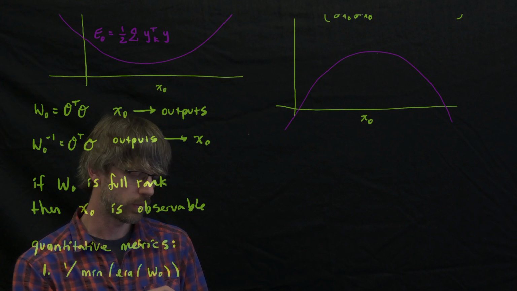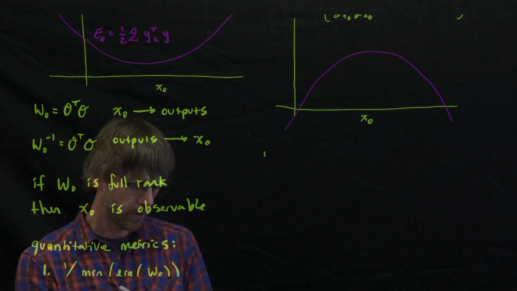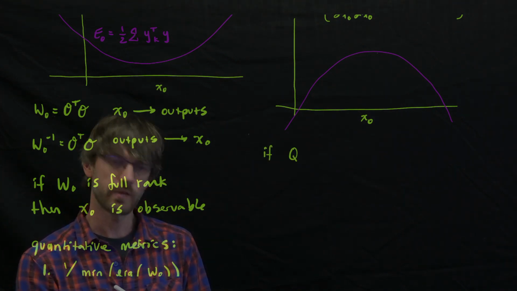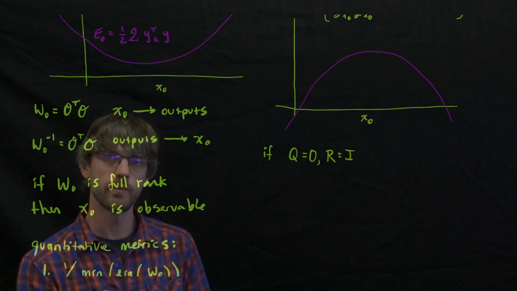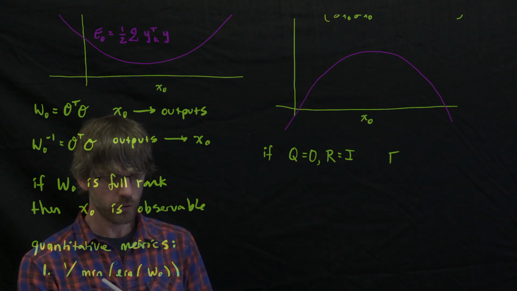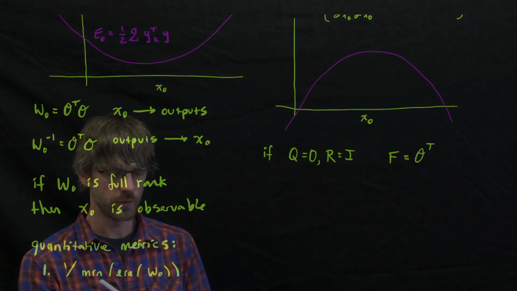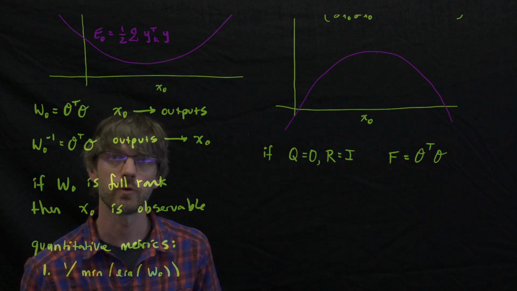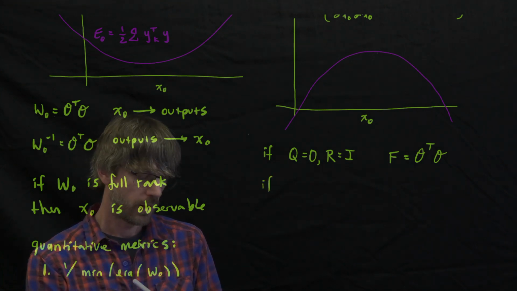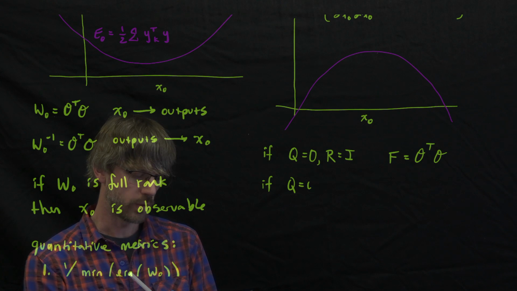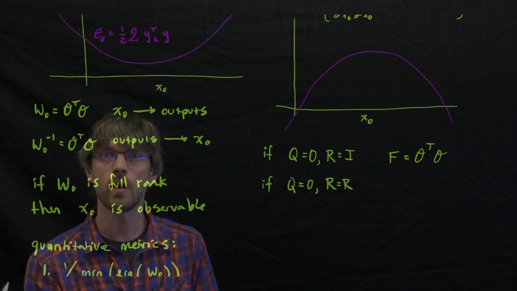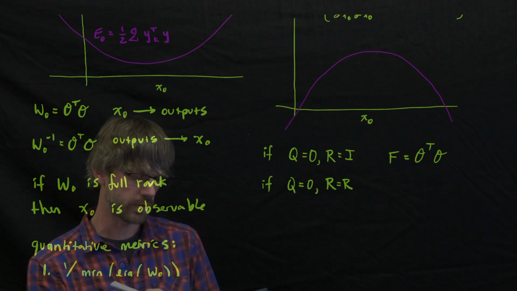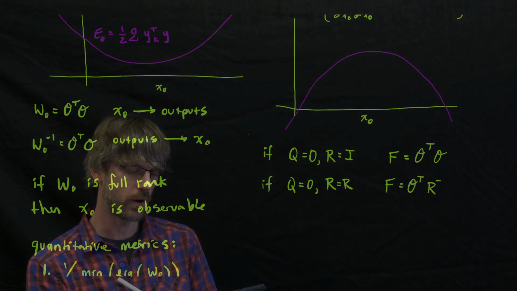Again, we're not going to go through the derivation, but if you did not have any process noise, and if your measurement noise was given by the identity, then your Fisher information matrix is actually going to be equal to the observability Gramian. It's going to be equal to O transpose O. If you did not have any process noise, but you do have some sensor noise, so you have R being some matrix, typically diagonal, then your Fisher information matrix will come out to O transpose R inverse O.